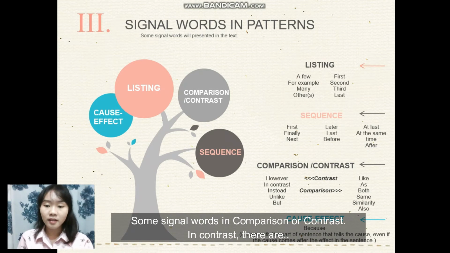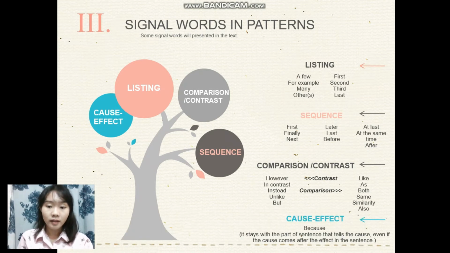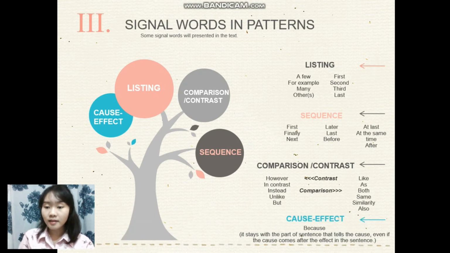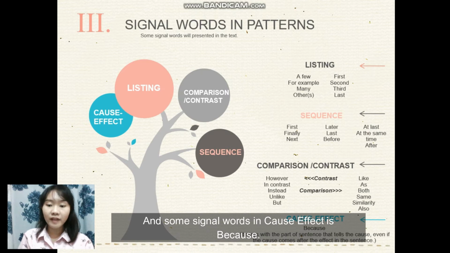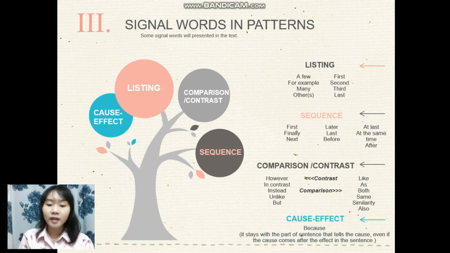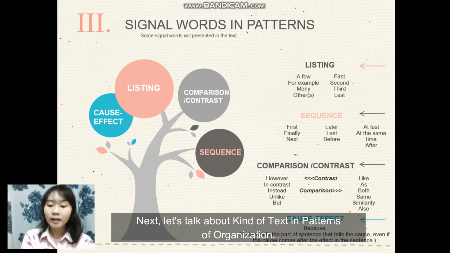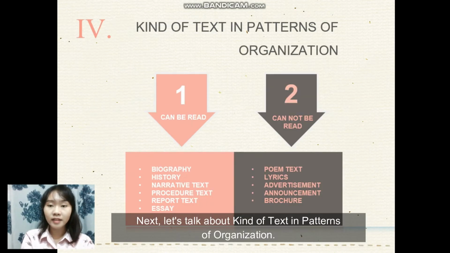Some signal words in comparison or contrast. In contrast, there are however, in contrast, instead, unlike, but. And in comparison, there are like, as, both, same, similarity, and also. And a signal word in cause-effect is because. It stays with the part of the sentence that tells the cause, even if the cause comes after the effect in the sentence.